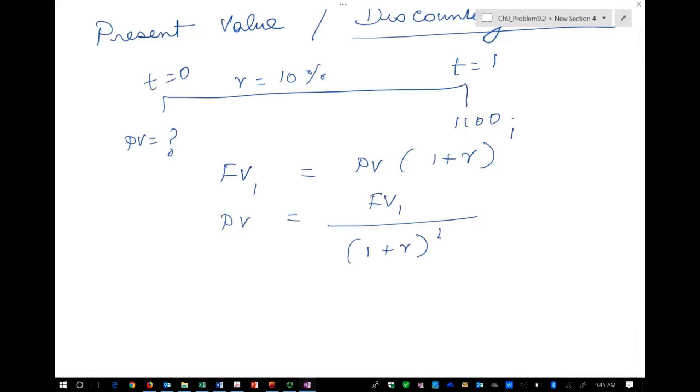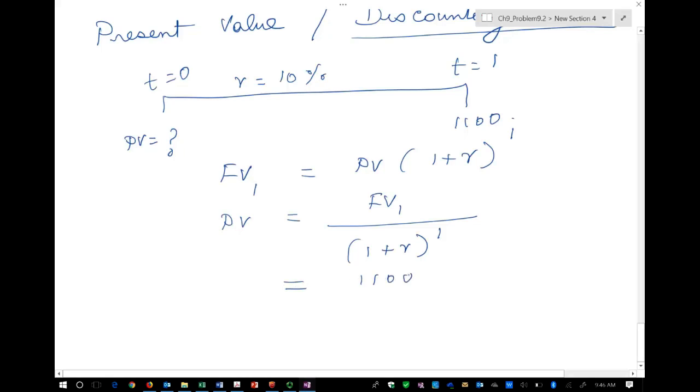It is the same thing, but I am. So, which means your future value will always be higher than the present value as long as there is a positive discount rate, right. If there is a 0 discount rate, what would be the value? It would be the same, right. But right now, we are not talking about 0 discount rate, right. We are discounting at the rate of 10%.